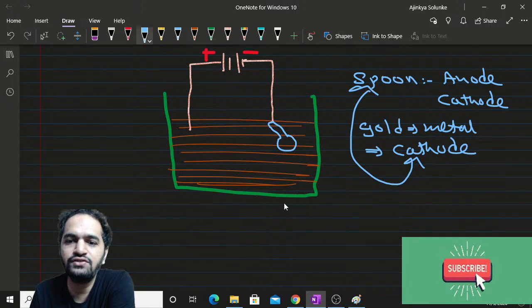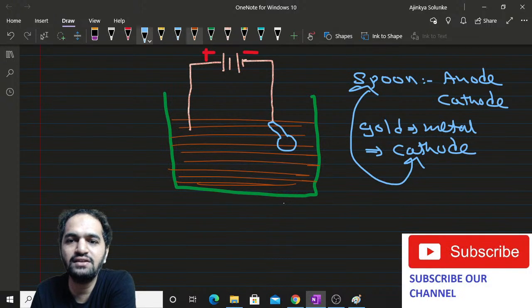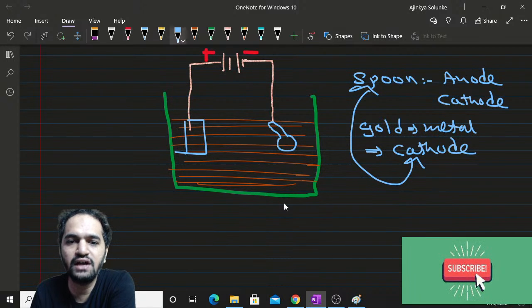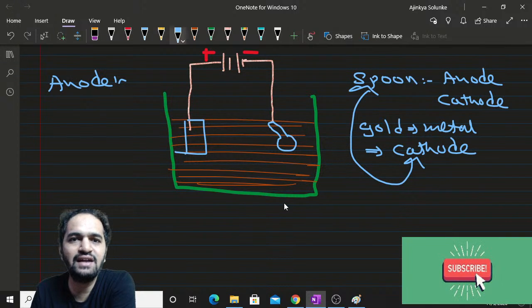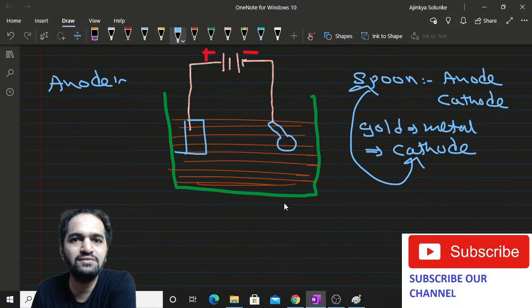Okay. Now the question is, what should we attach to the other rod, the anode? That is also simple. Can I say that metals cannot be liquefied easily? Metals cannot be easily liquefied, correct?